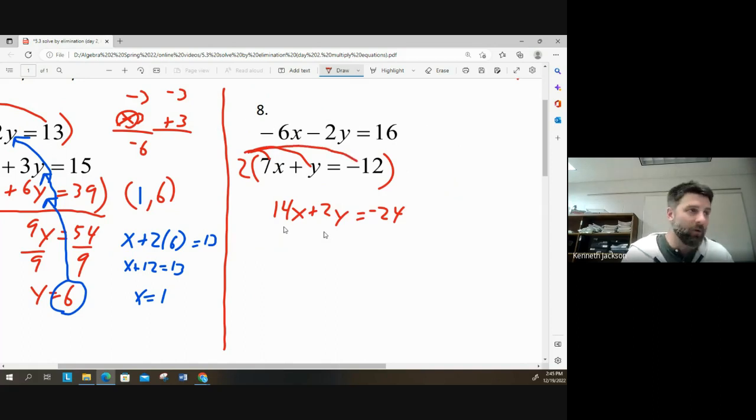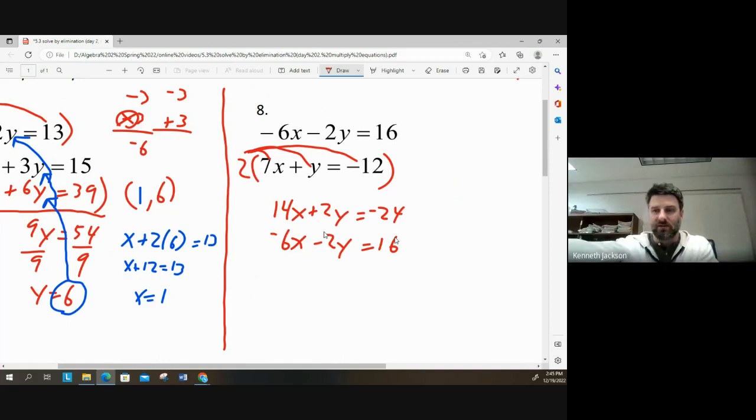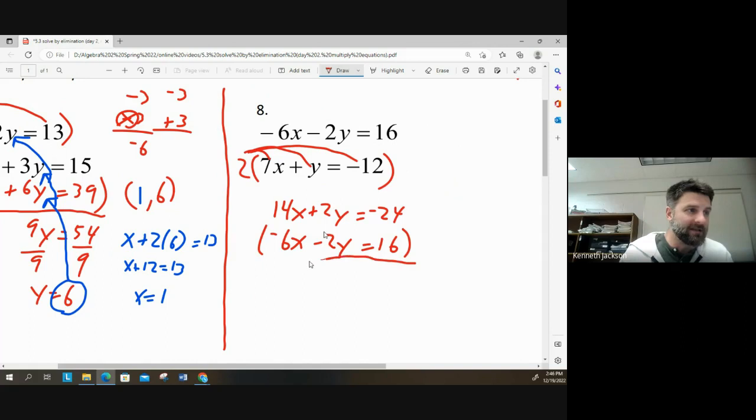Now, for the sake of having my work nice and clean and next to each other, I'm simply going to copy down this top equation. Not necessary, but I like my work to be right next to each other. It makes it easy to see. Now that my y's are lined up and they're positive and negative 2, I need to figure out if I'm adding or subtracting these two equations. 2 plus negative 2 would make those y's go away. So I am adding. 14 plus negative 6 is 8x. 2 plus negative 2 is 0. Negative 24 plus 16 is negative 8.